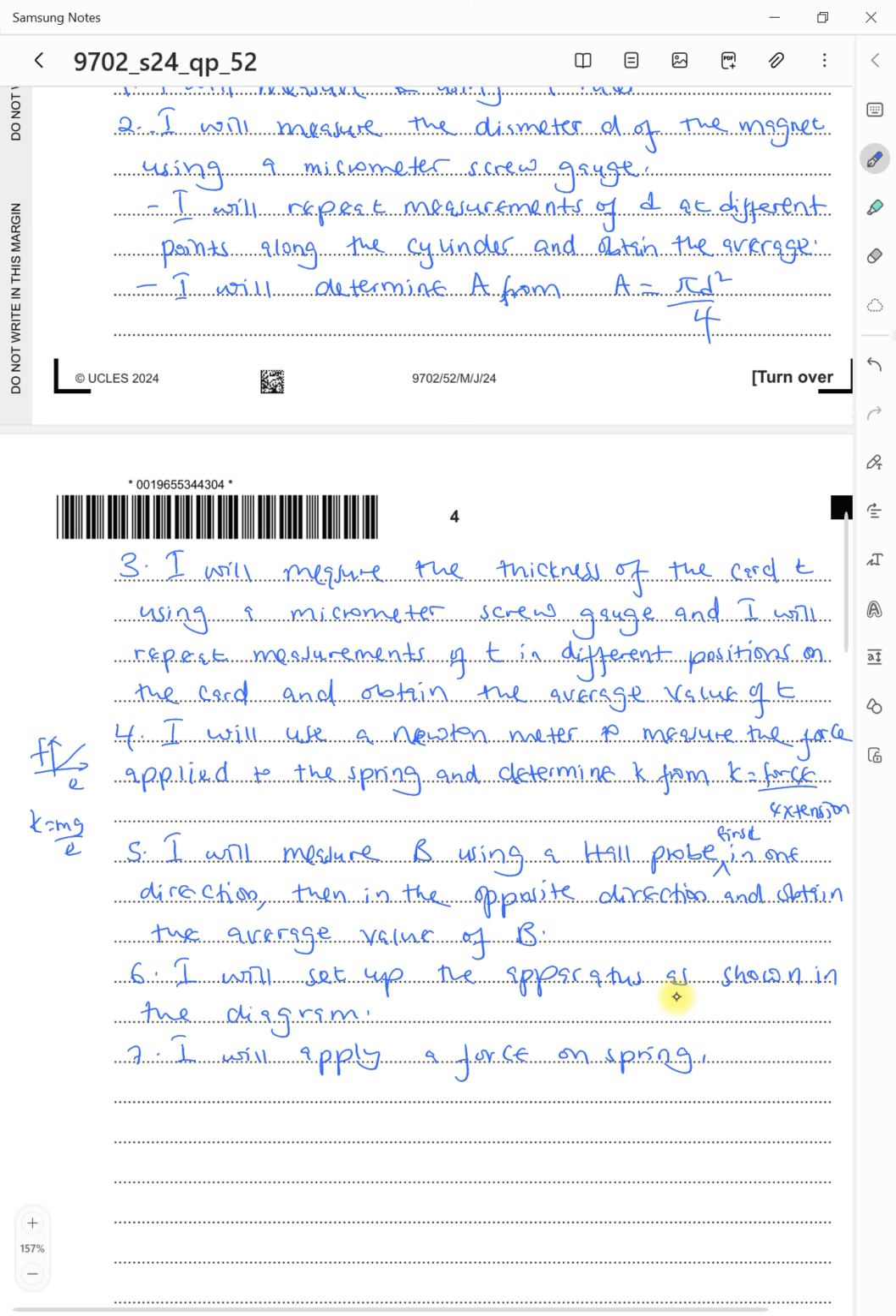This should be gradual, so the force on this should increase gradually until the magnet just leaves the card. So I'll apply the force on the spring, slowly increasing the force on the spring until the magnet just leaves the card, and then obtain S.